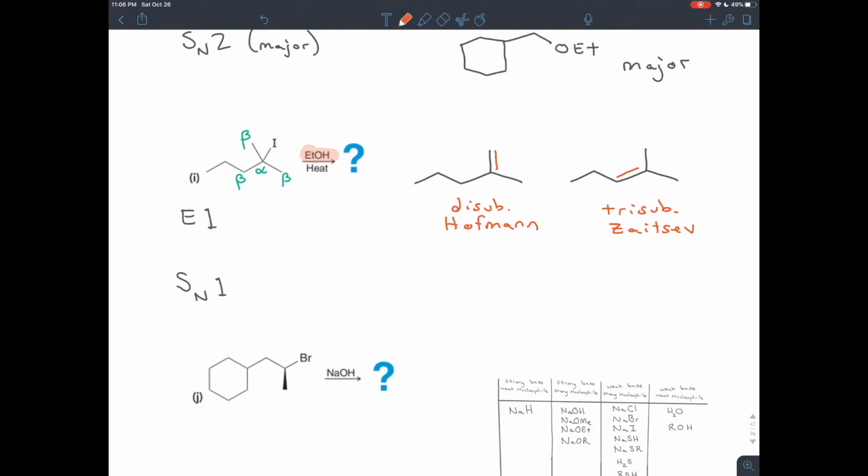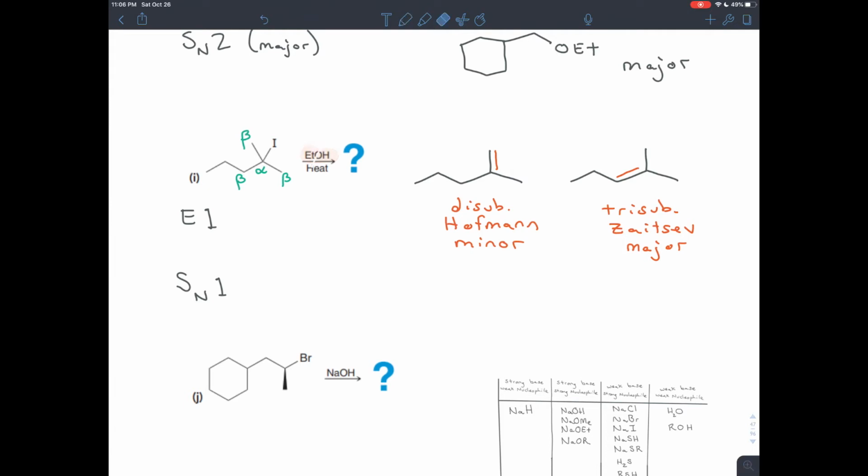Now, in an E1 reaction, you always get the Zaitsev product as the major product, and the Hofmann product as the minor product. So those are the products of our elimination reaction. Notice we don't have to worry about cis and trans here because one of the carbons in the double bond is bonded to the same thing twice. For the molecule on the left, the carbon on the top is bonded to two hydrogens, and on the right, the carbon at the right of the double bond is bonded to two methyl groups. So those are our elimination reactions.